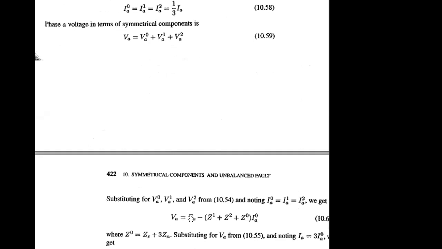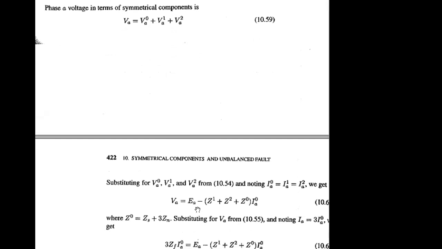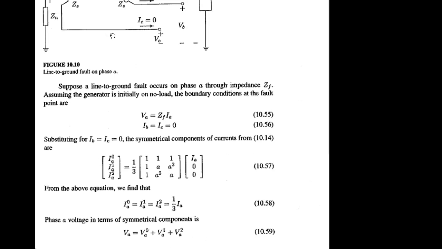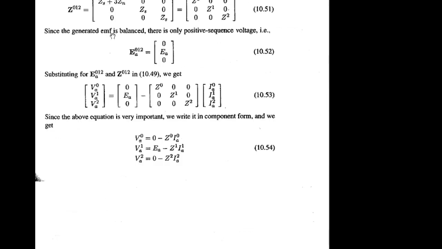So the 0, 1, 2 domain will give us the information of impedance. Actually, VA can be written in terms of EA over this information. How can it be written? If you can recall the last class, what is the information of VA0, VA1 and VA2?